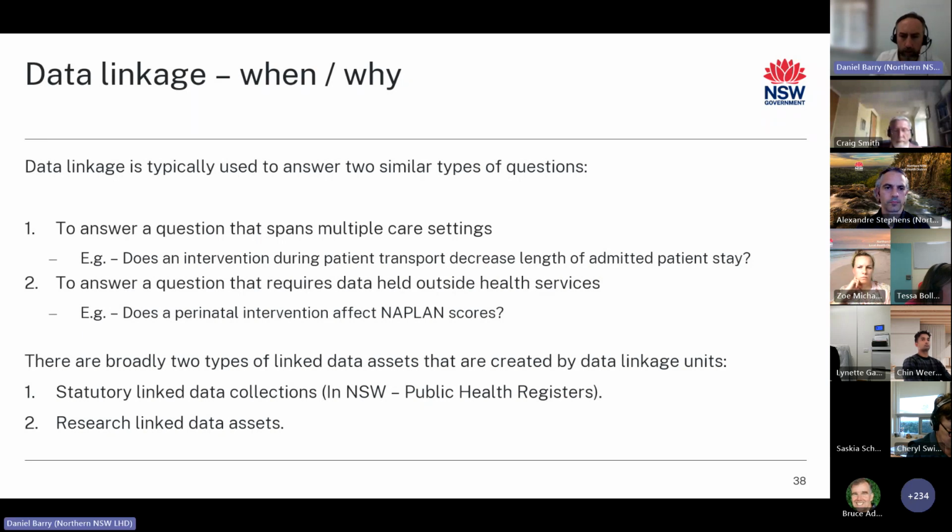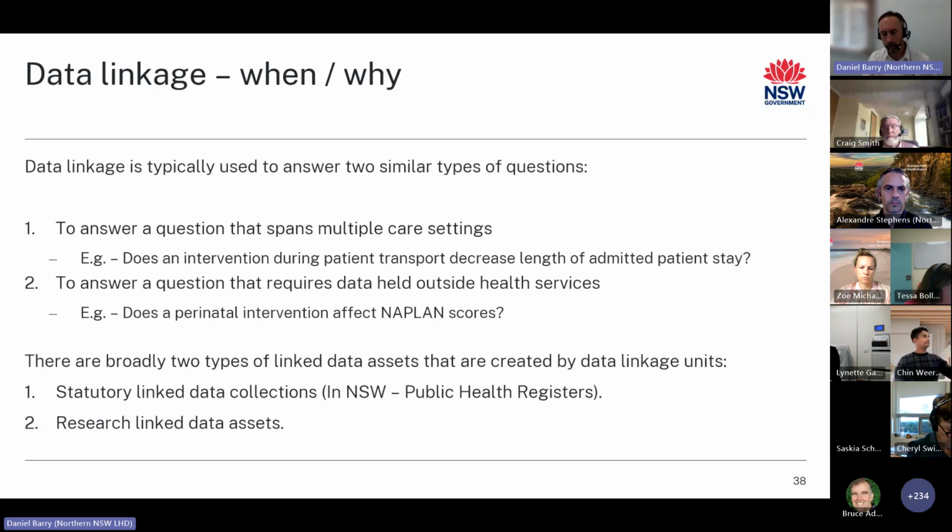Whereas research linked data assets are developed to answer specific research questions, and they're created by linkage units as a service. And the distinction there is that typically means they have a cost and they run that somewhat as a business. They require different approvals from ethics committee and data custodians to be in place for the linkage to occur. They can only be accessed by nominated researchers, and they're subject to specific and fairly stringent conditions. They're also, and this goes for any linkage data asset, not easily changed.